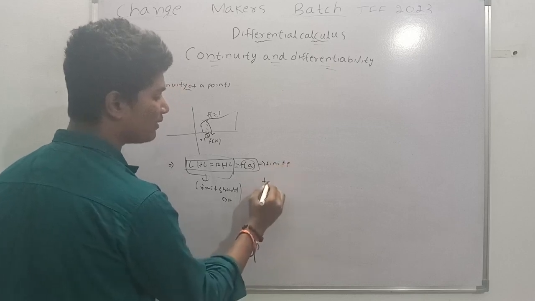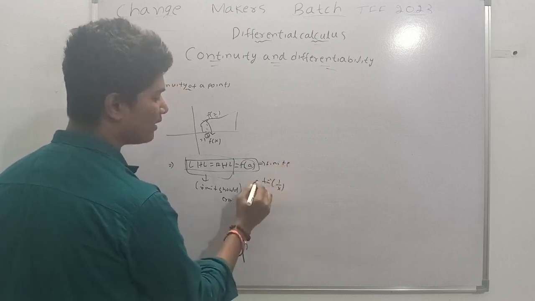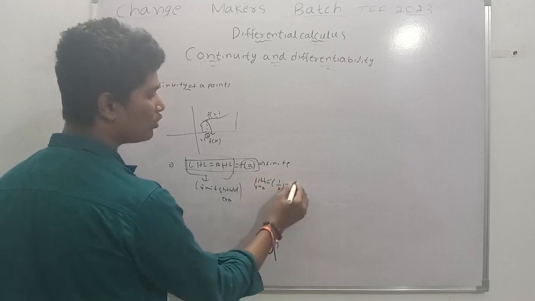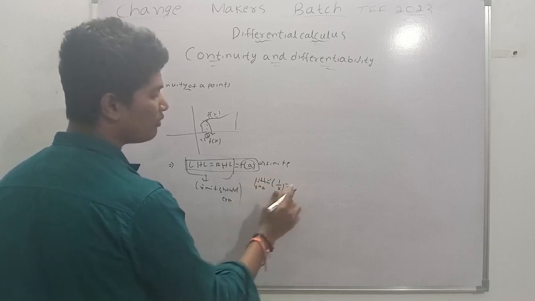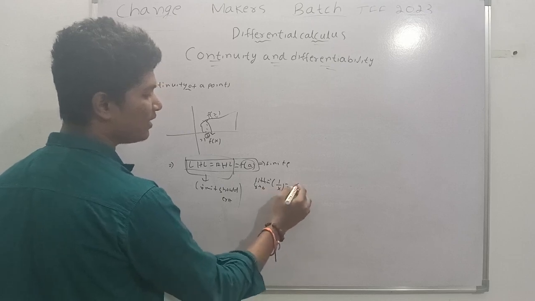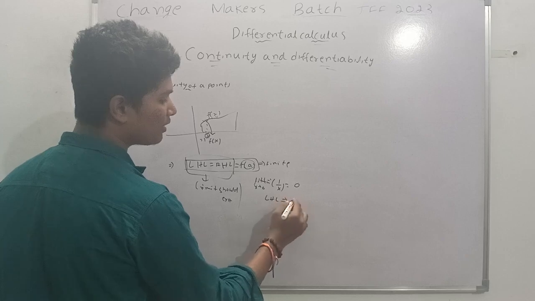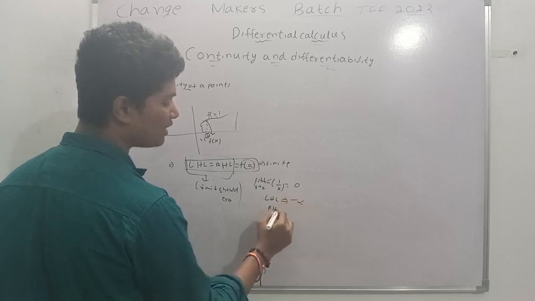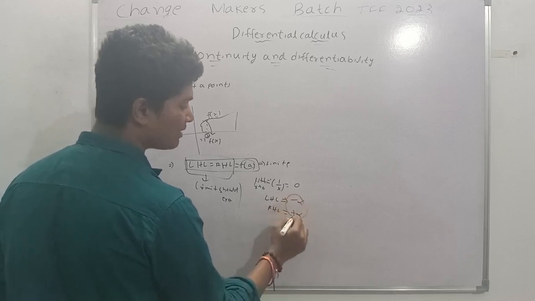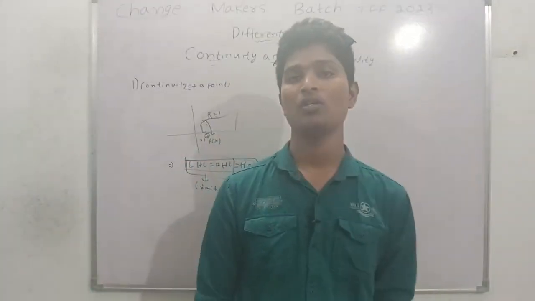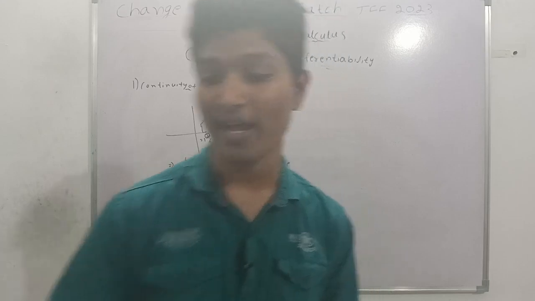Suppose we take tan inverse 1 by x with the limit extending to 0. You will get 1 by 0, which is infinity. If you take LHL, you get minus infinity, and if you take RHL, you get plus infinity. So these two are not equal, and they are also not finite. So it is very important to check whether they are finite or not.